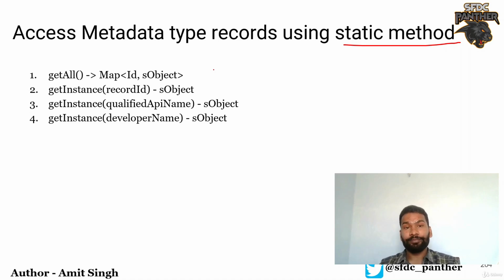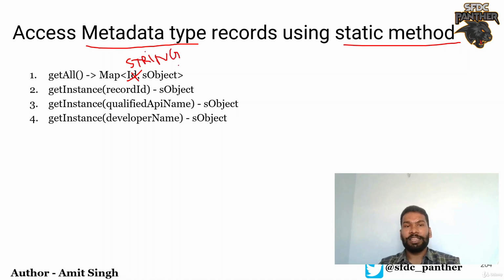So again, in future, if you wanted to add some additional fields, or remove some fields, we again need to go ahead and modify that Apex class wherever the SOQL query is being made for the custom metadata type. After Spring 21 updates, we have got four methods which we can use to get a value with the help of a static method.